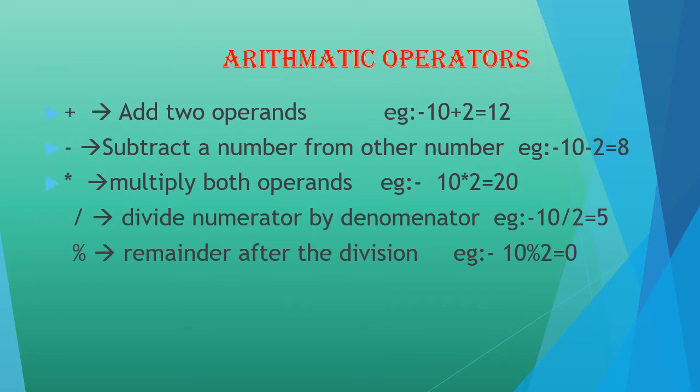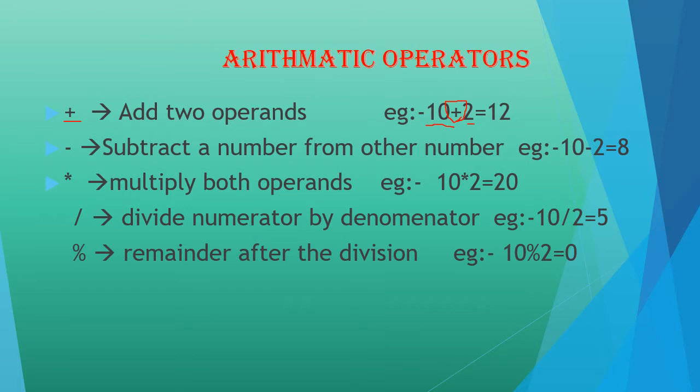plus, minus, into, divide and also percentage. These are the 5 types of arithmetic operators. First of all, plus. Plus means it adds 2 operands. So what is an operand? The operand is the one with which the operator is performing some operation. So 10 and 2 are the operands here, and plus is the operator and it is performing addition.